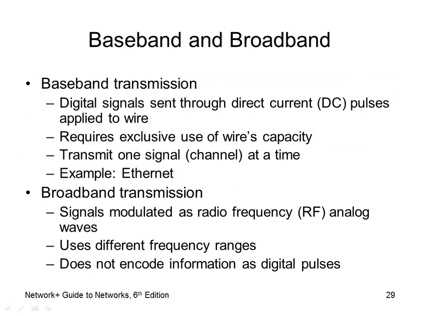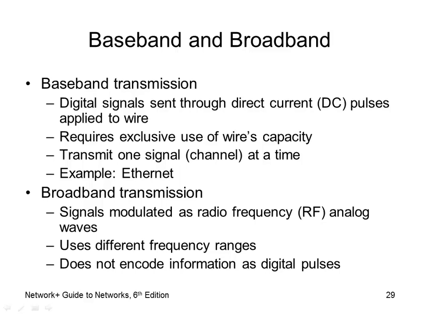We've then got baseband and broadband. Baseband, the digital signals are sent through direct current pulses applied to a wire. It requires exclusive use of the wire's capacity. One channel can be transmitted at a time. An example of baseband is Ethernet.